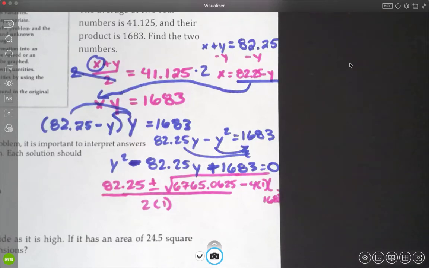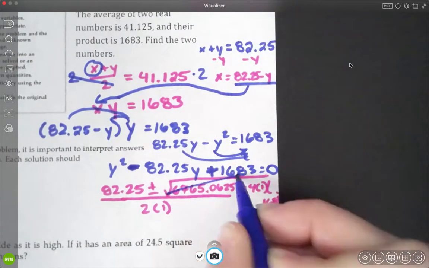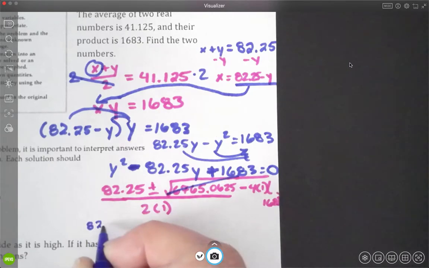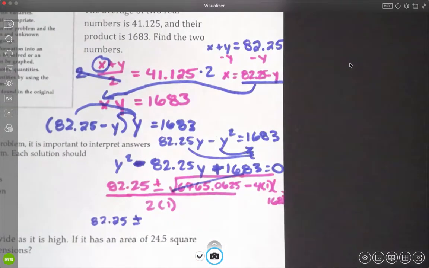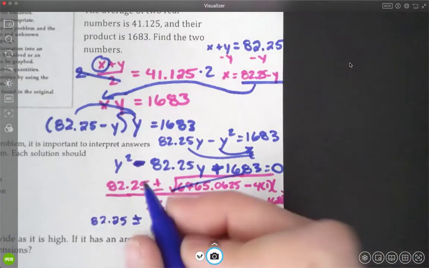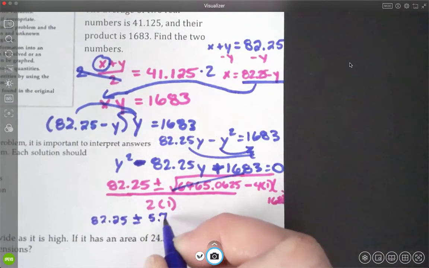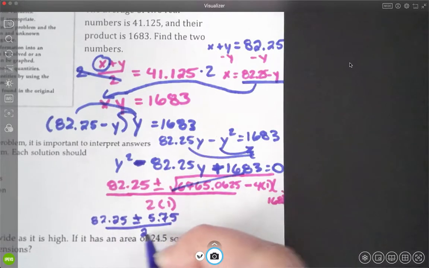Whatever. Okay, so somebody do this. 6765.0625 minus 4 times 1 times 1683. Let's go, Holly. Do all that junk and take the square root of it. Do the whole thing, would ya? You have to find the discriminant in it. Well, yeah, kind of. That's exactly what you're doing. Plus and minus, what's that number after you take the square root? Square root is 5.75. 5.75 all over 2.